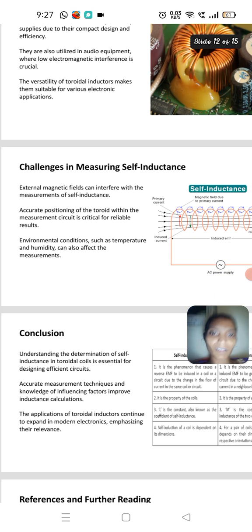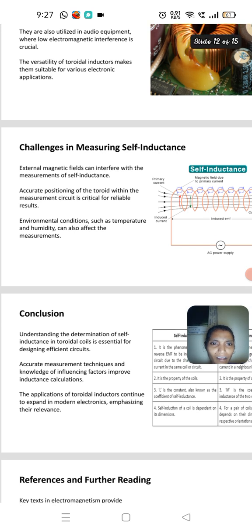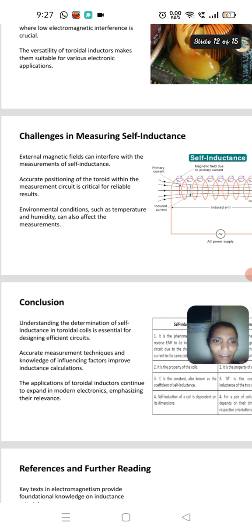Challenges in measuring self-inductance. External magnetic fields can interfere with the measurements of inductance. Accurate positioning of the toroid within the measurement circuit is critical for reliable measurement. Environmental conditions such as temperature and humidity can also affect the measurements.